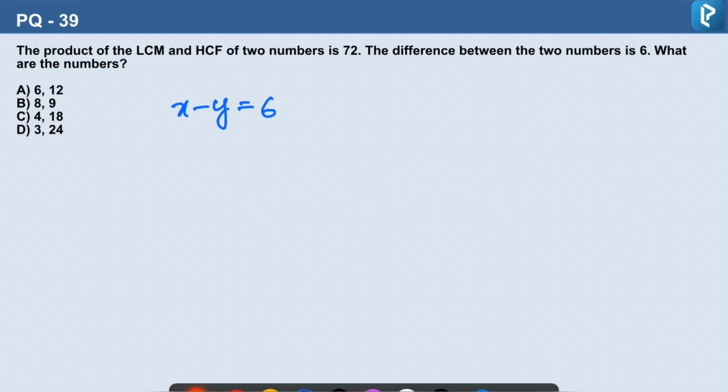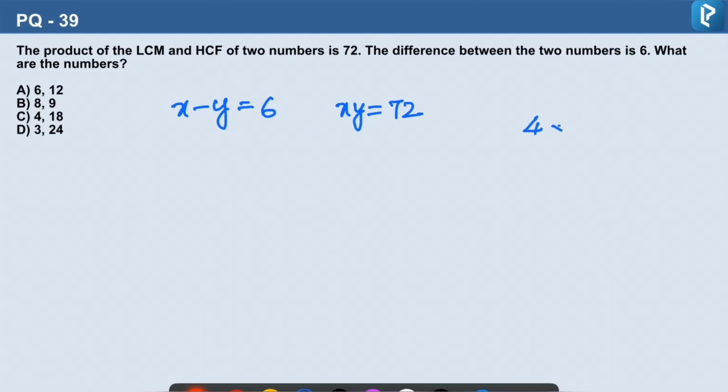The product of LCM and HCF is 72, and the product of the numbers is also equal to 72, because the product of the numbers and the product of their LCM and HCF are both the same. So the product of two numbers is 72. So let us find out the factors of 72 whose difference is 6. You cannot take 1, 2 or such small numbers. Let us start from say 4.